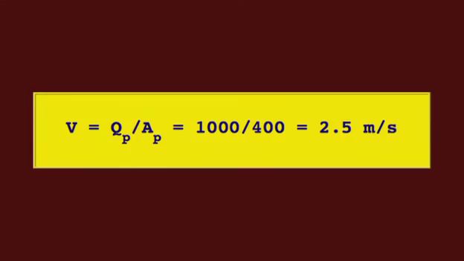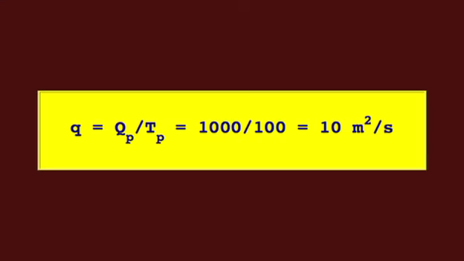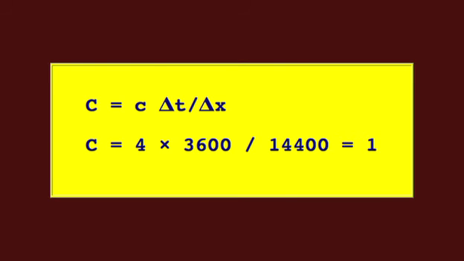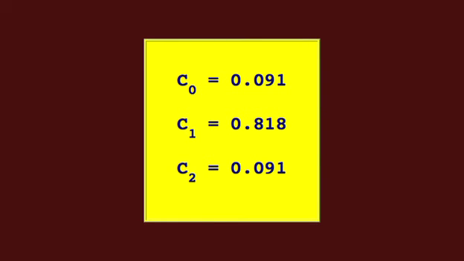The mean velocity is, the wave celerity is, the unit width discharge is, the Courant number is, the cell Reynolds number is, the routing coefficients are, the routing computations are shown in this table.